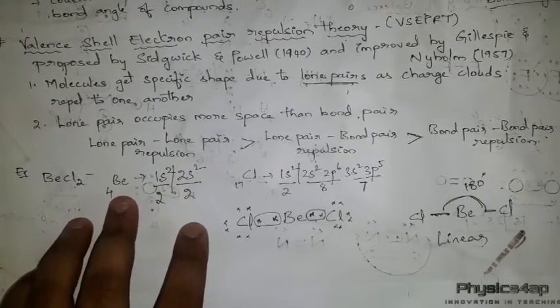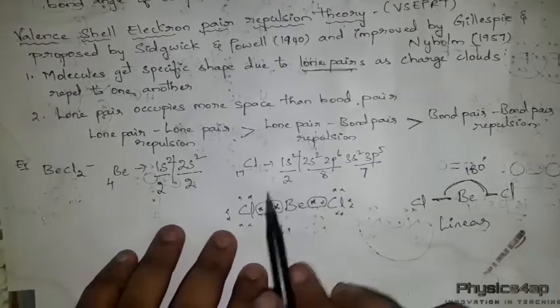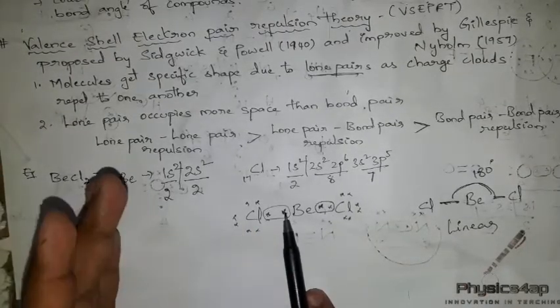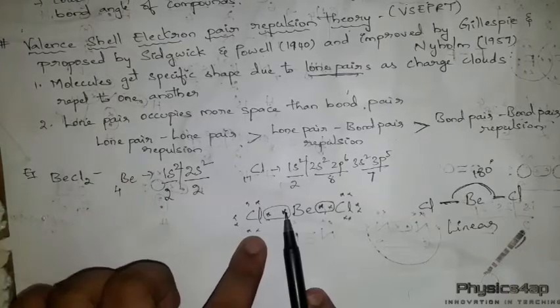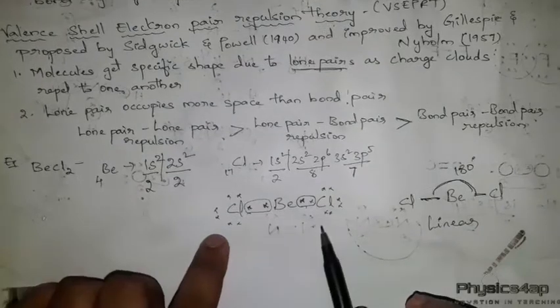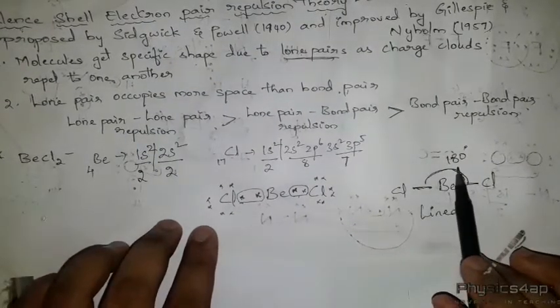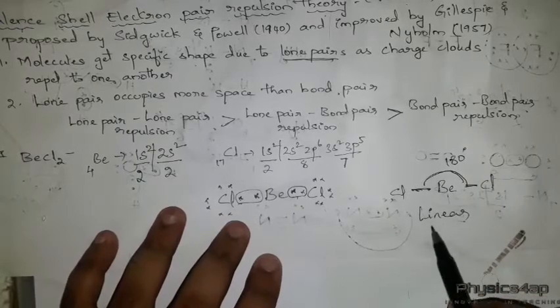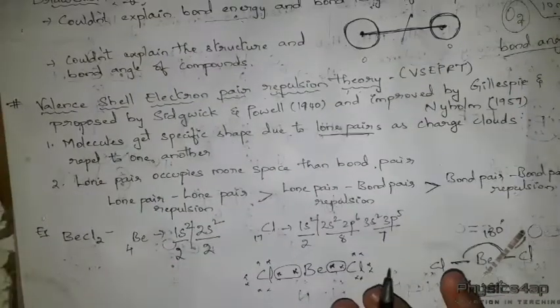So when we draw the structures, the lone electrons get paired with the lone electrons of the other atom. Now this is the structure for beryllium chloride. It has a bond angle of 180 degrees, and its shape is called linear.